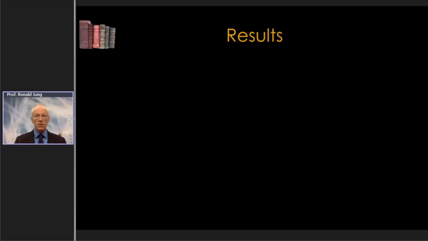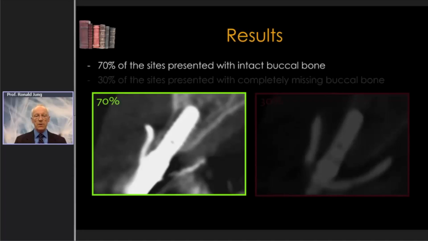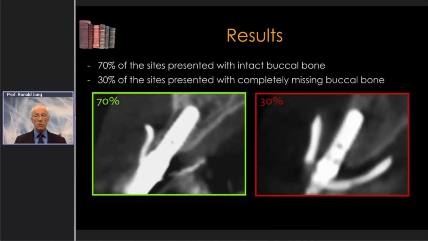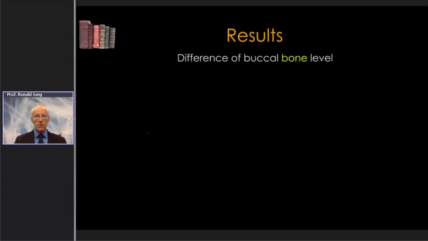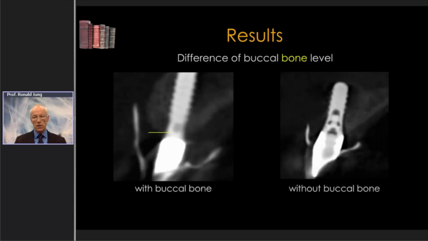They found that 70% of the sites on CBCT presented intact buccal bone, as you can see on this slide. 30% did not show buccal bone. There was an absence, a radiographic absence of buccal bone. When we look at the difference, the buccal bone level, and we look at the ones where they were able to discern the buccal bone and the ones where they did not find the buccal bone, and we measure this difference, on average it amounted to 8 millimeters. So it's very significant.